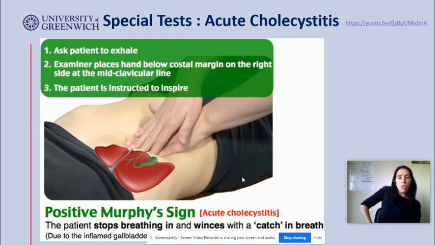Put your hand right in underneath the liver. Ask the patient, breathe in, slip your hand in. When the patient inspires, they will go, oh, and they'll shout out. And that is a positive sign for cholecystitis. This is called Murphy's sign. Again, there'll be a video on this, and you can see the guy going through this and having the pain. I don't think it's fake. Right, so that is a special test in palpation for acute cholecystitis.